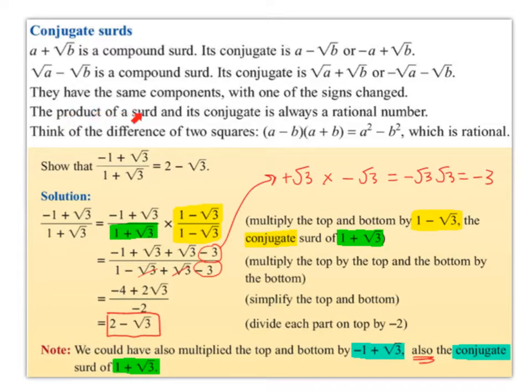The product of a surd and its conjugate is always a rational number. So product means multiply. So if we multiply a surd and its conjugate, we always end up with a rational number. So think of the difference of two squares. For example, a minus b multiplied by a plus b ends up giving us a squared minus b squared, which is rational. Okay, so in our example, show that minus 1 plus root 3 over 1 plus root 3 is equal to 2 minus root 3.